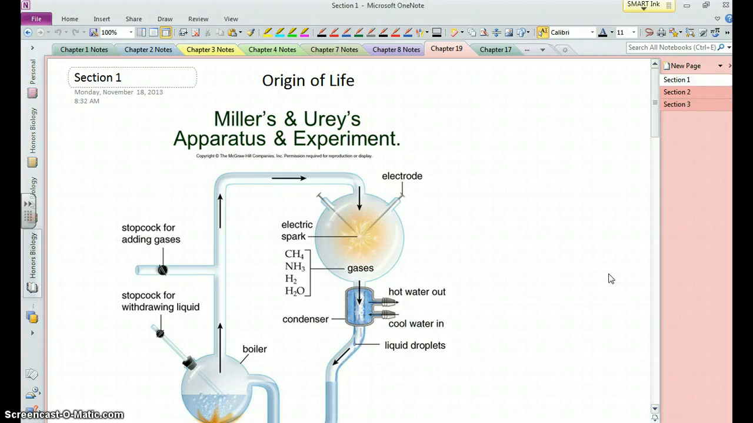Chapter 17, Origins of Life. So here we're going to talk about the scientific hypotheses on how life arose.